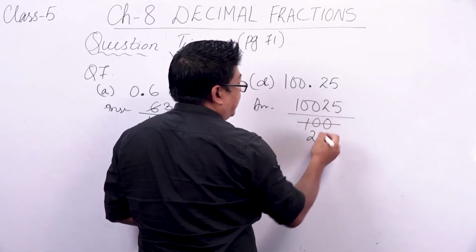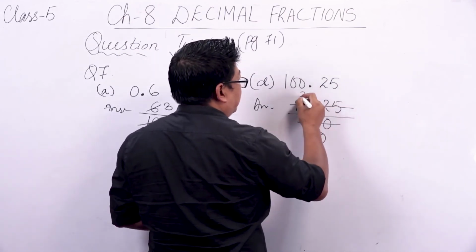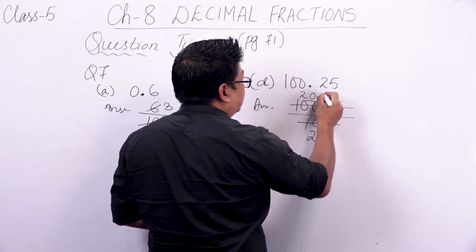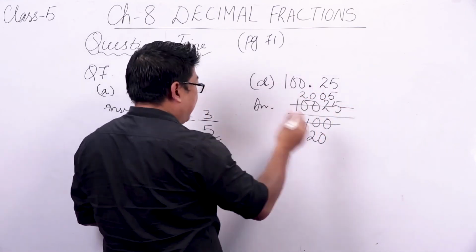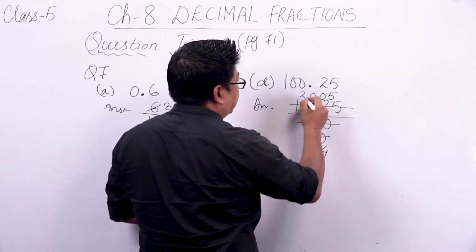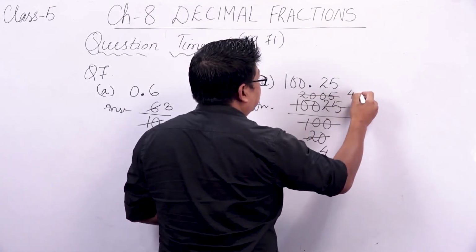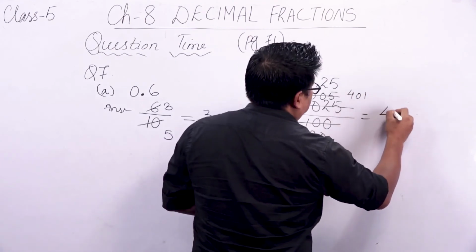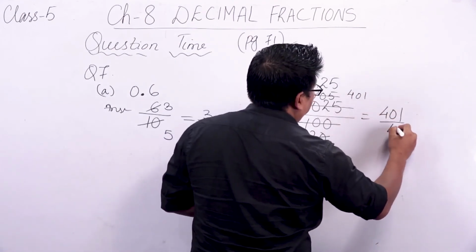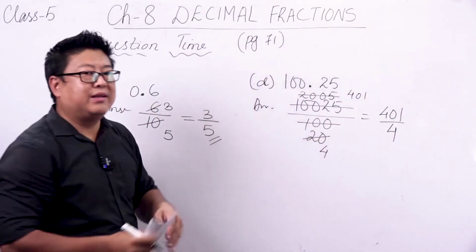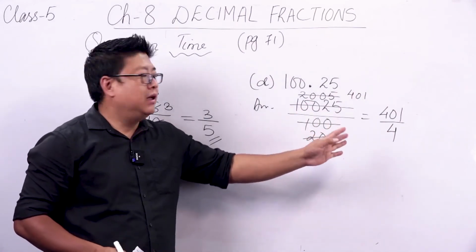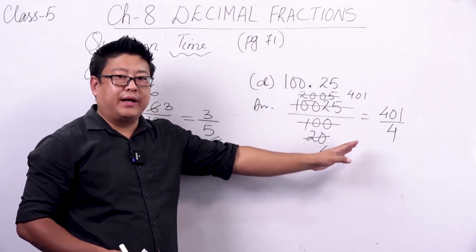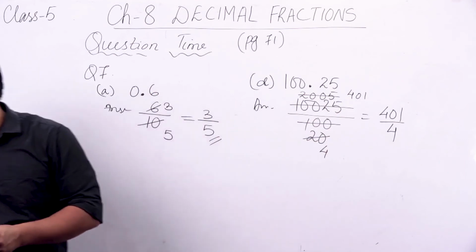5 into 20 is 100. 5 into 5 is 25. Again, we can do it with 5. 5 into 5 is 1, 5 into 25 is 5... so the numerator becomes 401 and the denominator 4. So our final answer is 401 by 4. These two do not have the same multiple, so we cannot cancel them out anymore. All right. So this is about question number 7.